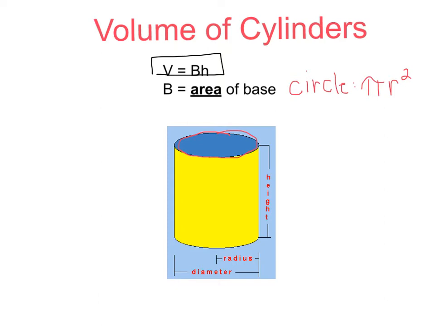So that would make the formula for volume of a cylinder the area of the base, which is pi r squared, times the height of the cylinder. A couple vocab words you need to remember. Well, first of all, the height is just how tall the cylinder is, and radius is half the diameter. Okay, so diameter is all the way across, radius is halfway across the circle. So those two things are going to be important to find the volume.